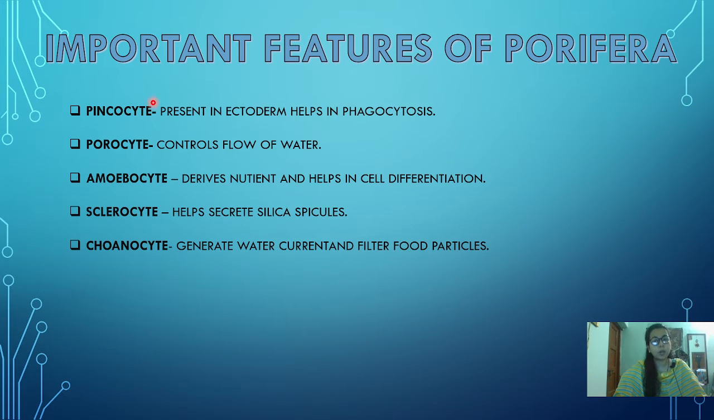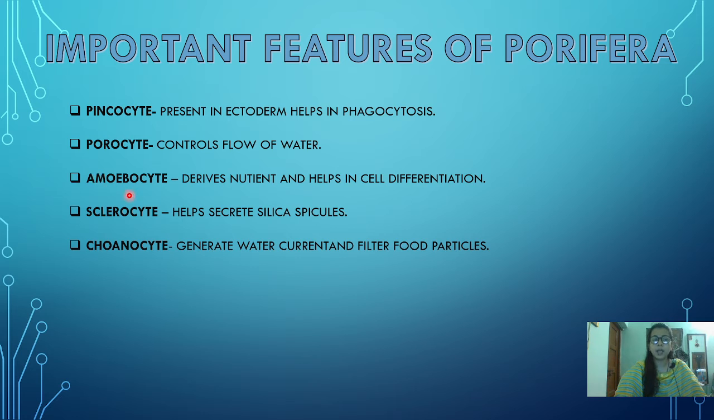Moving to certain important features which we can see in the phylum Porifera, that is, it consists of pinocytes. What is the function of pinocytes? They help in phagocytosis, that is, if they want to eat certain food or water. The pinocyte structure is present in the ectoderm layer, so they help in the phagocytosis process. Then the next structure is the porocyte, which controls the flow of water, that is, how much water will flow into their body is mainly controlled by the porocyte.